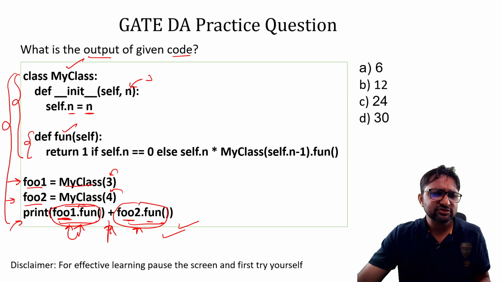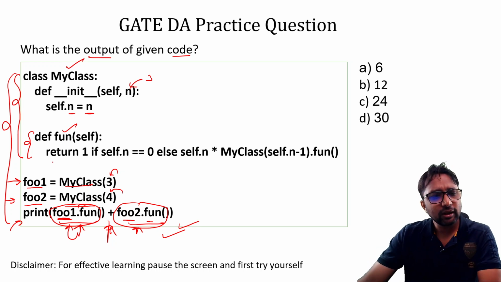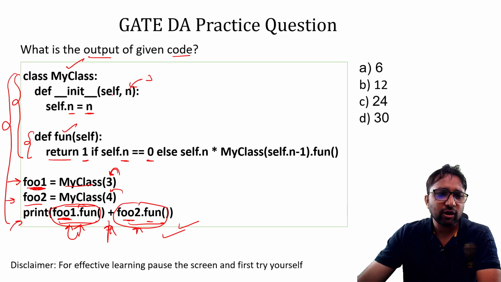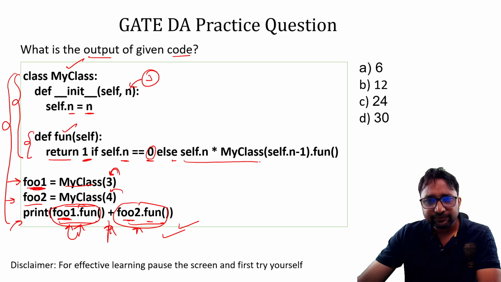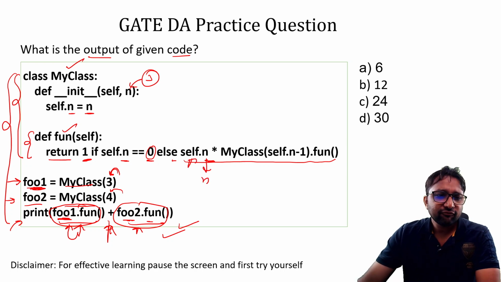So let's see what this fun function is doing over here. It returns 1 if the n value is 0 for that object. For foo1 the n value is 3. If the n value is 0, it returns 1, else it performs some operation. Self means we are accessing the n for this particular object.